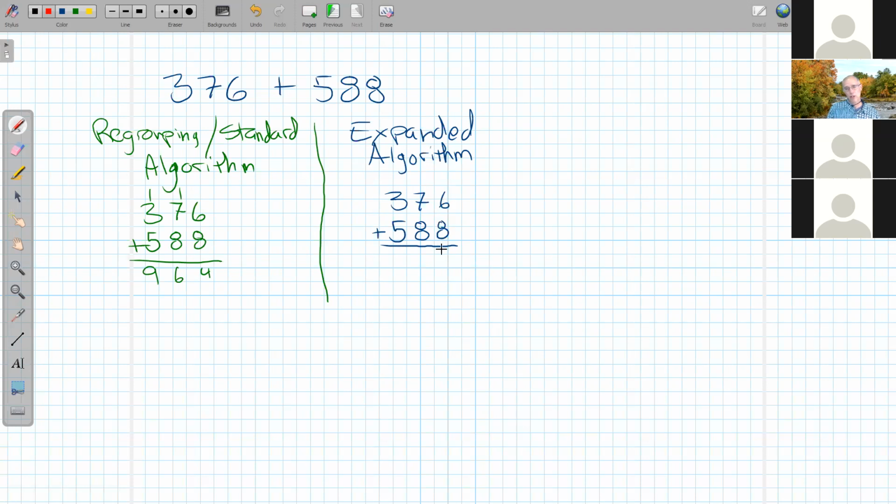We don't do any carrying with this one. We just say, let's see, 6 plus 8 is 14. And we just write it down. And then we have to realize that that's not just a 7 and 8, that's a 70 and an 80. And 70 and 80 is 150.